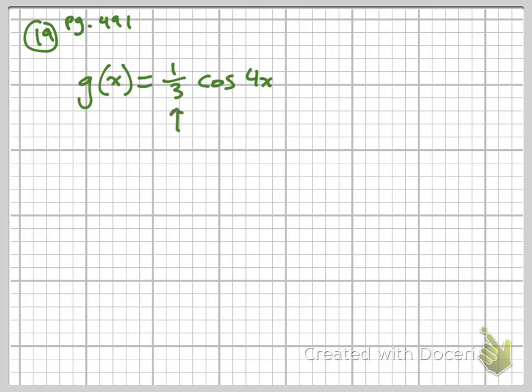So right away, I see this 1/3 in front. Well, that's my a value, so I know right away that the amplitude is not going to be 1. Instead, the highest it's going to get is just 1/3. So the amplitude is 1/3.